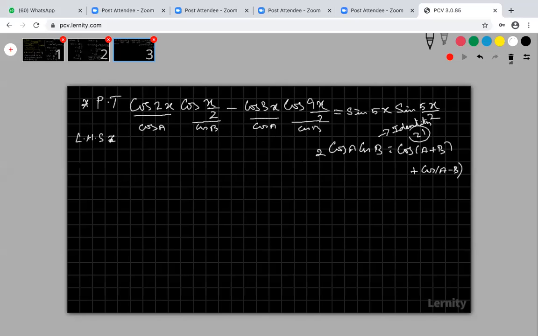But 2 is missing, so I'm going to multiply and divide by 2 here. What is the answer I'm getting? I'm getting 1 by 2 into 2 cos 2x cos x/2 minus 2 cos 3x cos 9x/2. I'm just multiplying and dividing by 2. Why? Because I'm going to apply this formula, and for applying it, I need that 2.